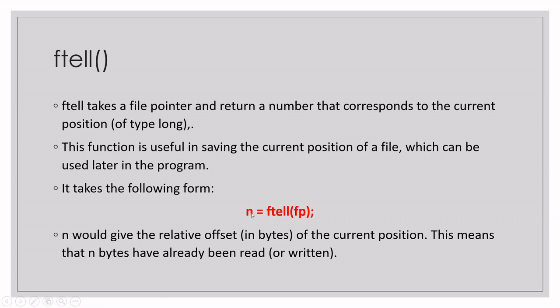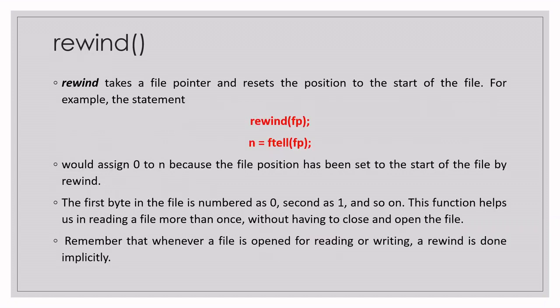If this shows 0, that means it is at the beginning. If it gives the value 10, relative offset means that relative value only, not the exact byte location. So if it gives 10, it means from the beginning it is at the 10th byte. That is the meaning. So it is returning the current position of the file. That is the first function, ftell. It is to return the current position of the file.